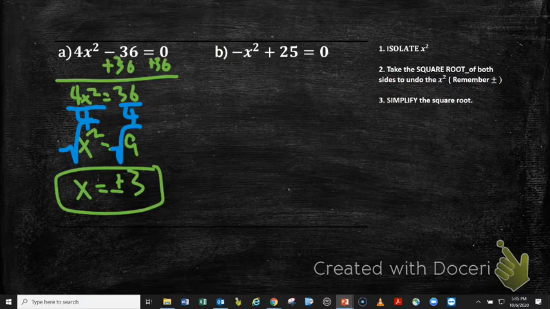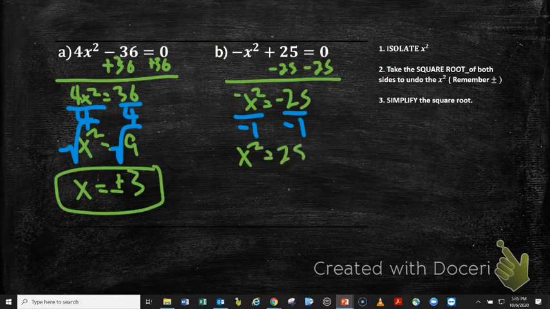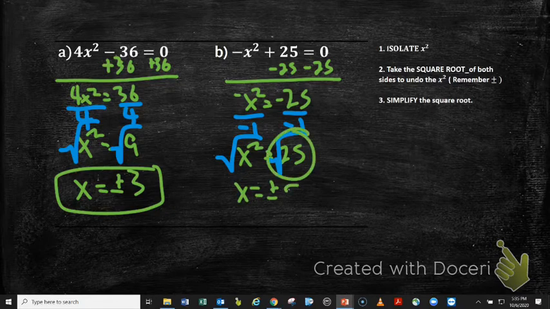Here I'm gonna isolate the x squared. I'm gonna subtract 25 from both sides, and I get negative x squared equals negative 25. And then I'm going to not take the square root. What am I doing? I need to get rid of that negative sign, and that gives me x squared equals positive 25. Once we're here, we can take the square root of both sides because x squared is by itself. That gives us x equals plus or minus, what's the square root of 25? It's 5.